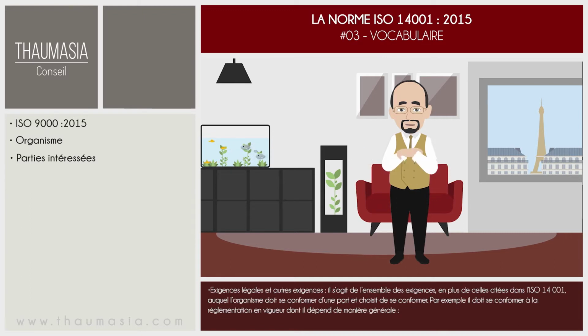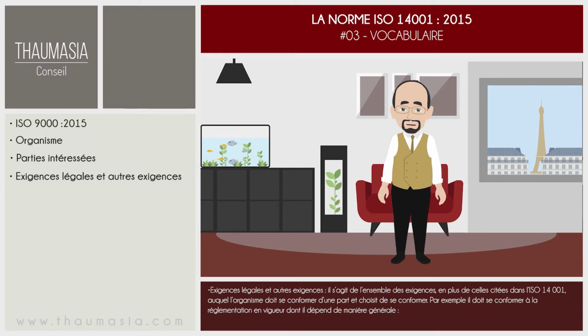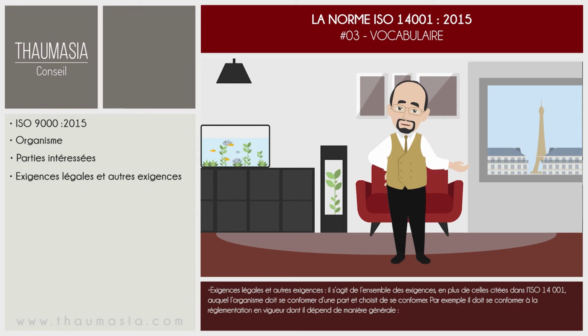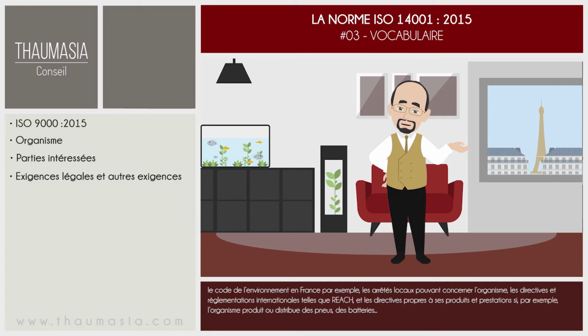Legal and other requirements. These are the requirements, in addition to those cited in ISO 14001, with which the organization must comply and chooses to comply. For example, it must comply with the regulations in force, on which it generally depends. The Environmental Code in France, for example, local decrees that may concern the organization, international directives and regulations such as REACH, and directives specific to its products and services if, for example, the organization produces or distributes tires, batteries, etc.